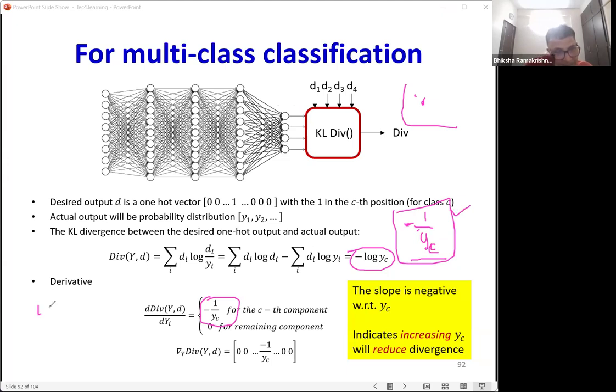Okay. What is the ideal value of yc? It's going to be 1, right? The ideal probability for cat is 1. So when you have the ideal probability for cat, what is the slope? It's going to be -1/1, that's going to be -1, right? So in other words, when you arrive at the optimum answer, the slope of the divergence is actually -1, right? That makes sense?